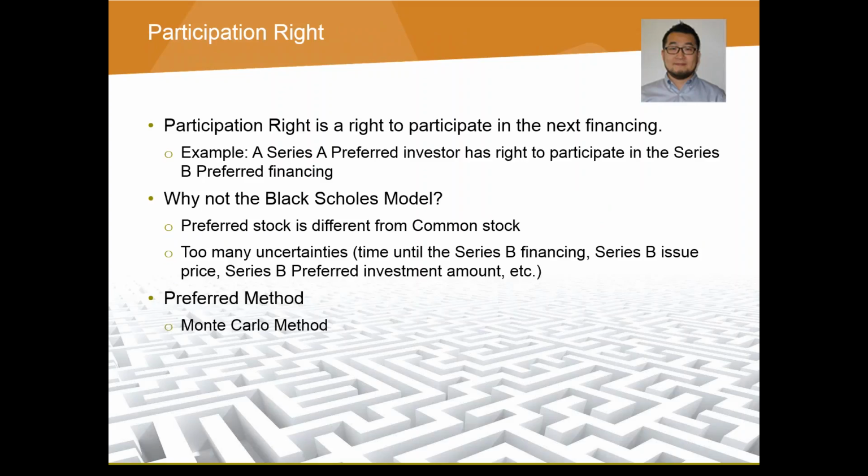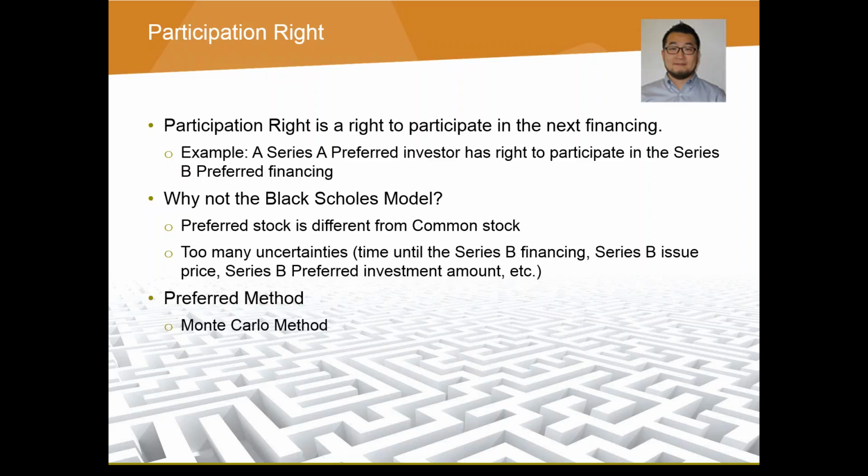Okay, that was an example of an option. So we want to go ahead and discuss some examples of embedded derivatives that are a little bit hard to determine. First example is a participation right. So a participation right is a right to participate in the next financing. So for example, a Series A investor has a right to participate in the Series B preferred financing. Sometimes it's not explicitly agreed between the investor and the company, but sometimes they are. And once they are explicitly stated, then it can be considered as a derivative.